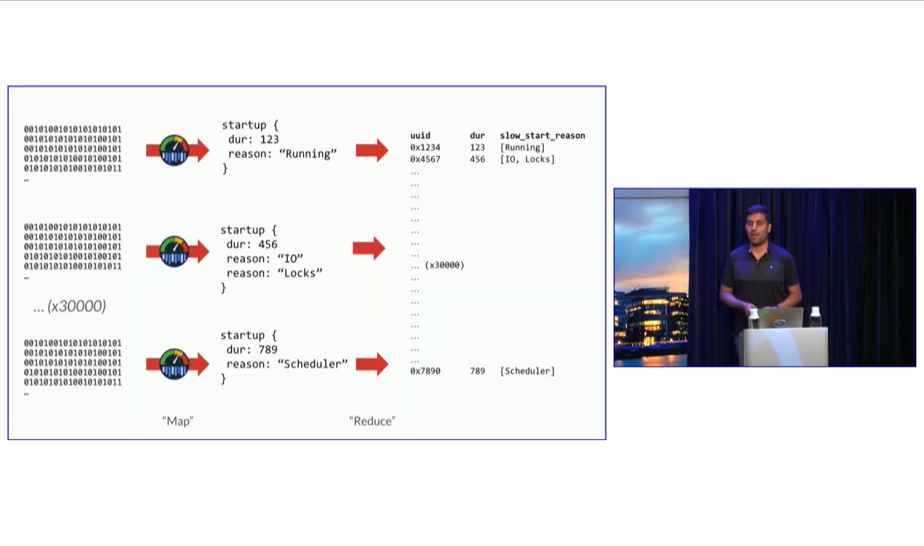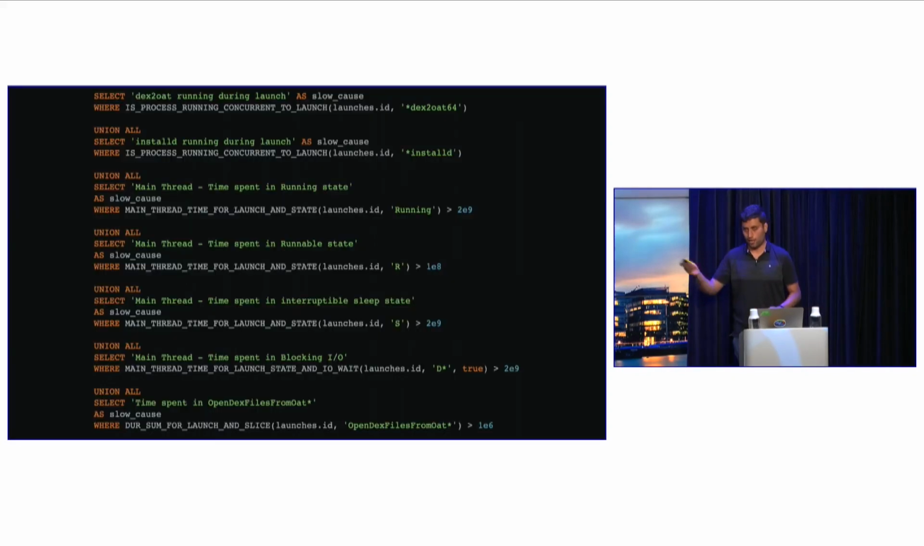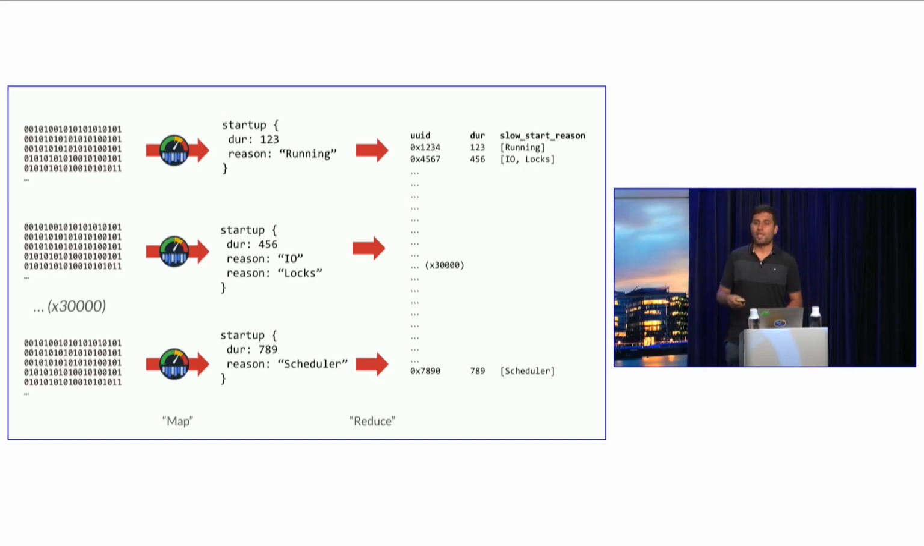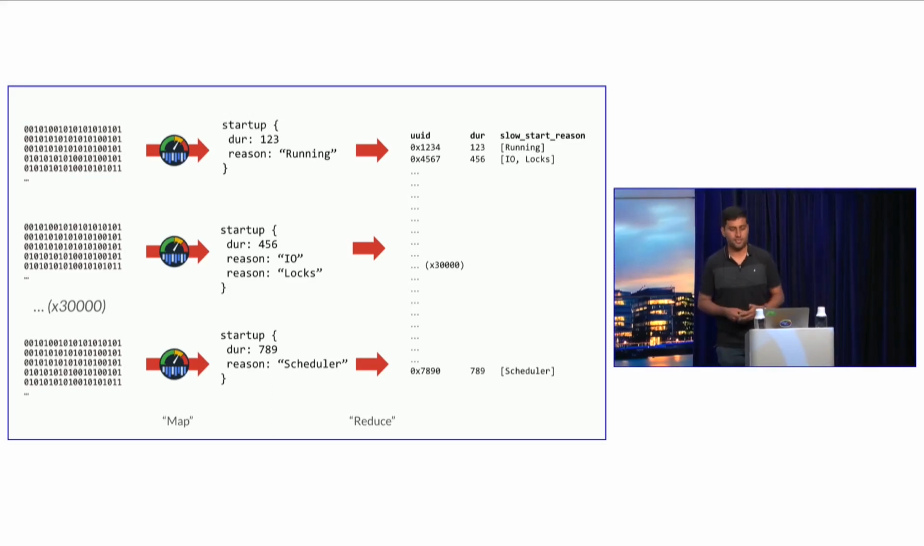And I'll show how this looks in practice in a bit. But this is kind of how it works, right? In Google, once you get beyond a certain scale, everything becomes a MapReduce, and this is no different.